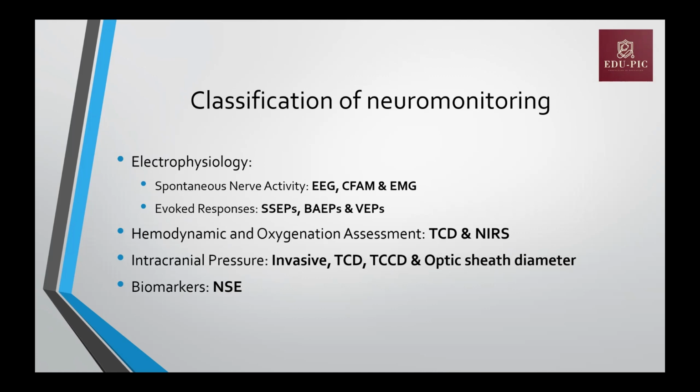While if we go away from the electrophysiology for a bit, we can also try to assess neurological function using hemodynamic and oxygenation assessments, and we can do that with transcranial Dopplers or near infrared spectroscopy, or NIRS. Intracranial pressure can be assessed invasively, as we said, or again non-invasively by transcranial Dopplers or transcranial colored Dopplers or optic sheath diameter. And we have also biomarkers that can help us assess the function of the brain. These are things that are being assessed now in pediatric practice, but have been well established in adult practice, which is the neuron specific enolase (NSE).